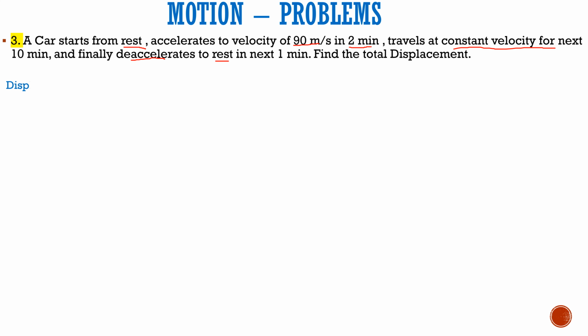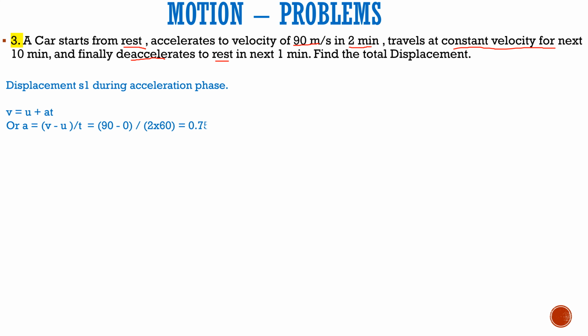So taking that into consideration, we can find the displacement in the first phase. Let us first find the acceleration. So acceleration is v minus u by t, as we know from the previous formula, v equal to u plus at. So acceleration is v minus u by t. Replacing the values, of course we have taken into consideration that time needs to be converted into seconds. So we got 0.75 meter per second square.